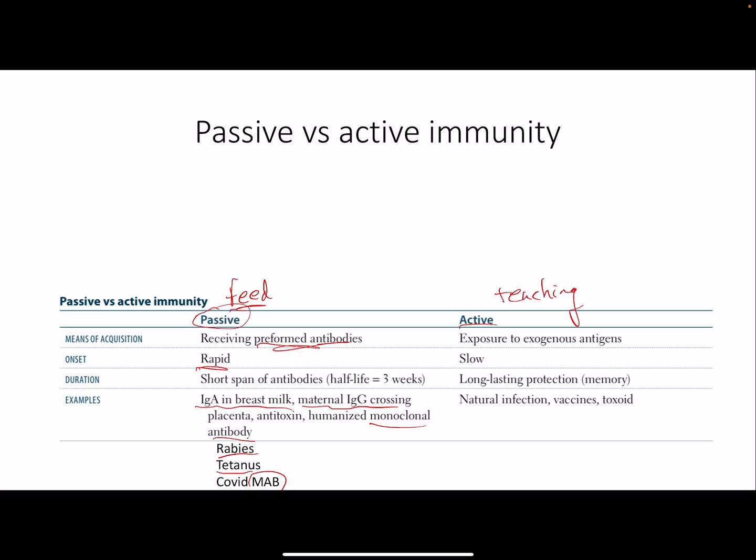Active is then going to be your classic vaccine, or just getting infected generally, which teaches your immune system and causes memory cells and whatnot to form. But this is a lot slower.